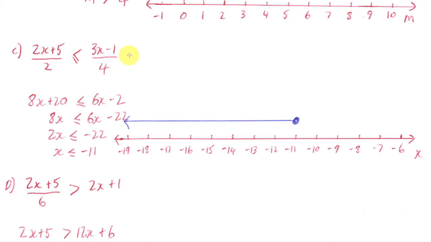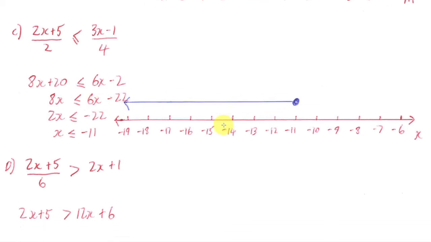C, I multiply both sides by 4 and multiply both sides by 2. Collect like terms. And then finally, I've divided both sides by 2, so I've got x being less than or equal to -11. So a number line again, looking at -11, we're including it, so it's solid. And I've got an arrowhead going to the left-hand side towards negative infinity. That's shown there.